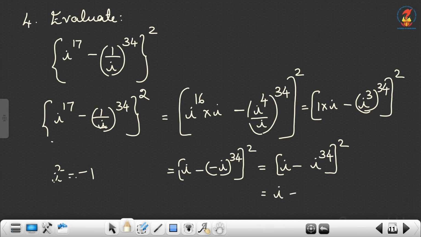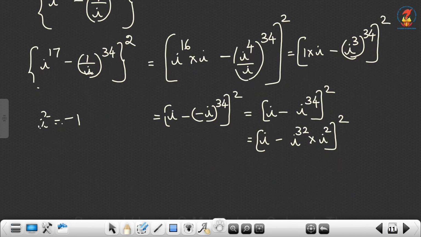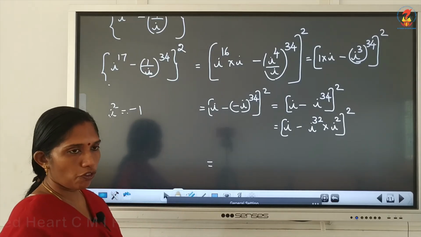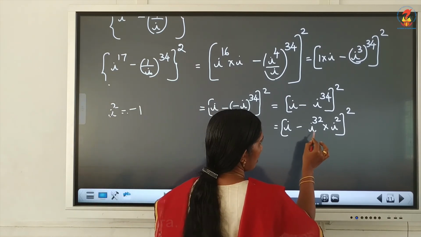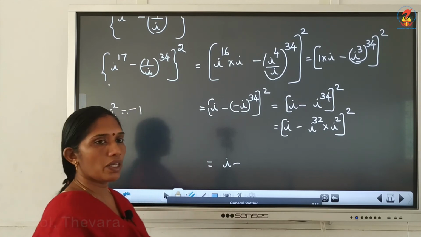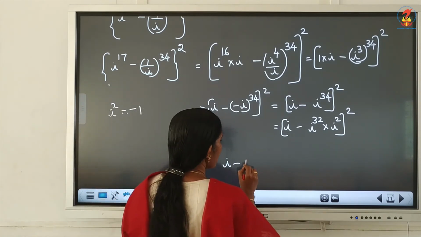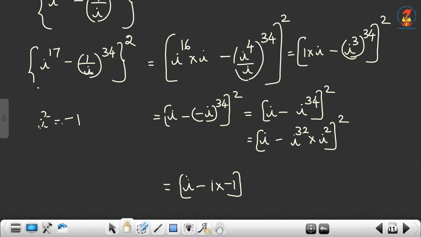What is i^34? i^32 into i squared. 34 is not a multiple of 4, 32 is a multiple of 4, then into i squared. So i^32 is 1. So i minus 1 into i squared. What is i squared? i squared equal to minus 1. So minus 1 into minus 1, square. So (i + 1) square.